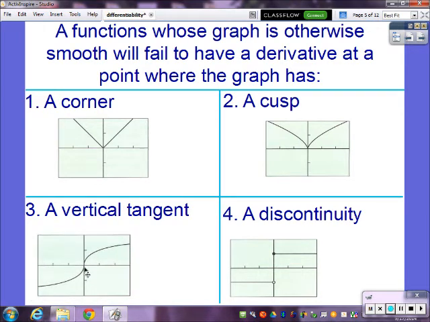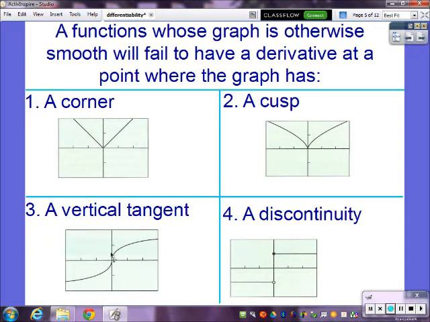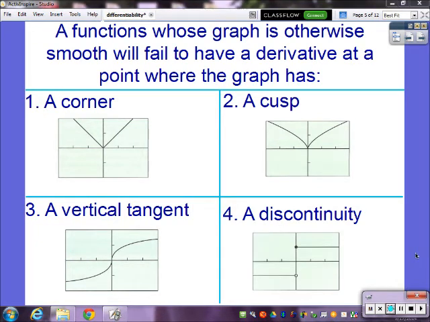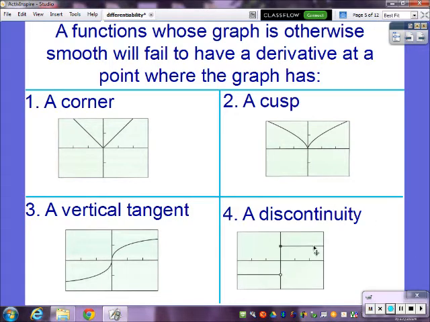Number 3, that situation is a vertical tangent line. And remember, a vertical line has an undefined slope. It means 0 on the bottom. So that would be why we wouldn't have a derivative there, because the slope itself would be undefined, because it's a vertical line.